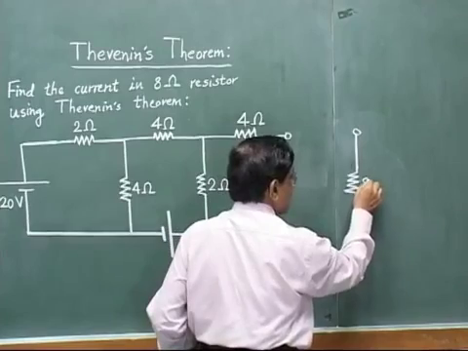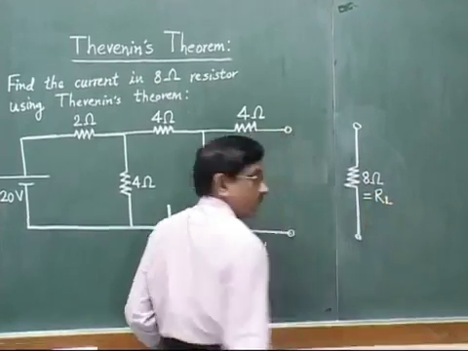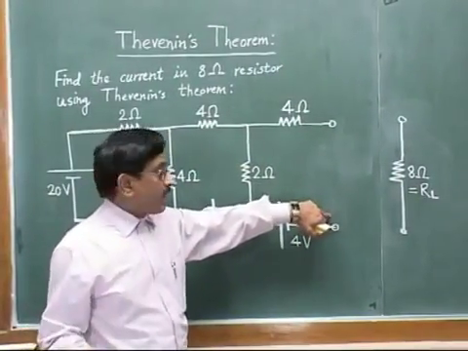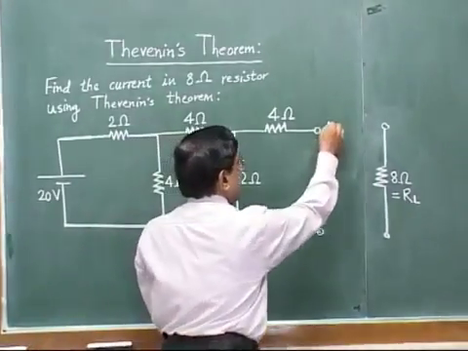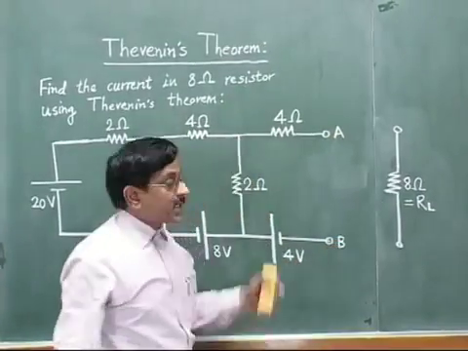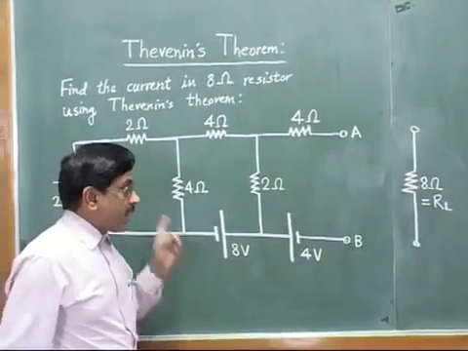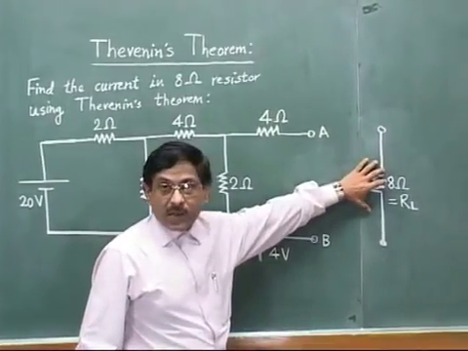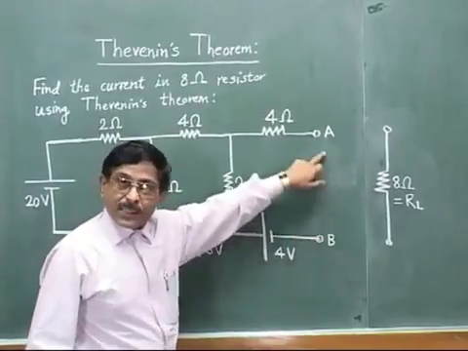So this 8 ohm resistor now becomes our load resistor RL. Whatever open terminals we get, we mark these open terminals by some letters, like A and B. That is just for our own convenience. You may say X, Y, M, N, or anything like that. So what is our first step? We have removed our load resistor from the circuit, and then we have marked the open terminals as A and B.